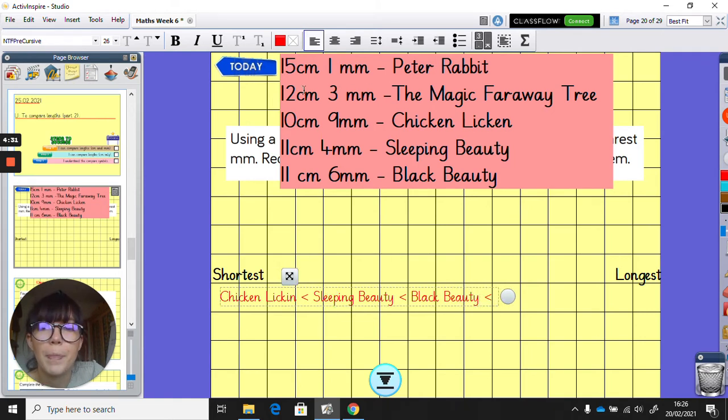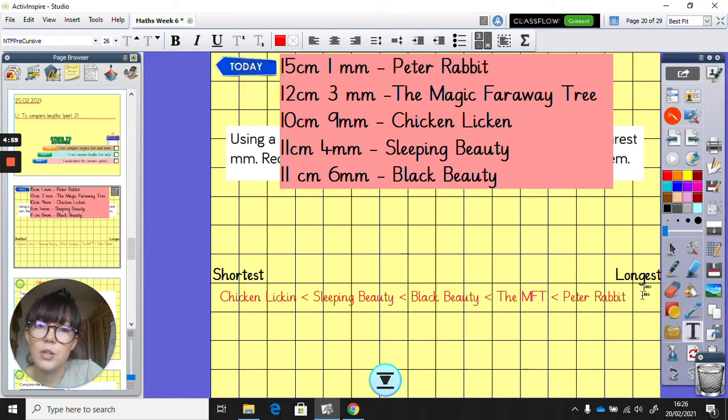Now we've got 2 more. Magic Faraway Tree and Peter Rabbit. Now I can see that the Magic Faraway Tree is 12 centimetres and 3 millimetres and Peter Rabbit is 15 centimetres. So Peter Rabbit must be the longest book, or have the largest width. So the Magic Faraway Tree, and then Peter Rabbit is the longest. So I've put that in order from the shortest book to the longest book.